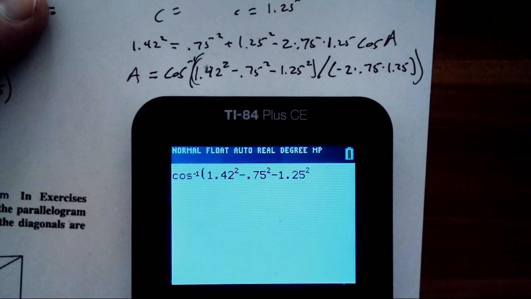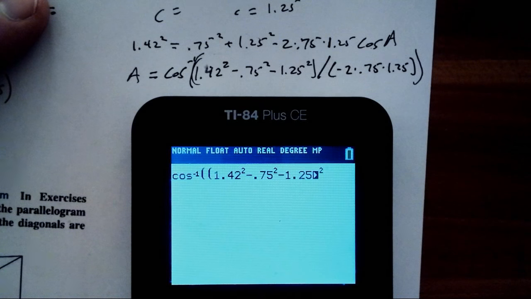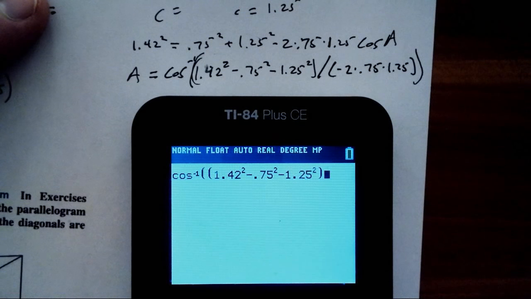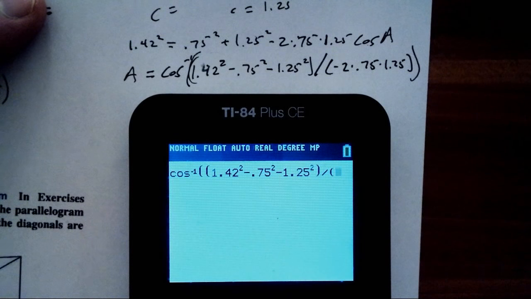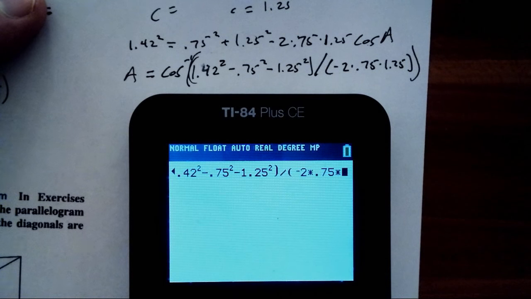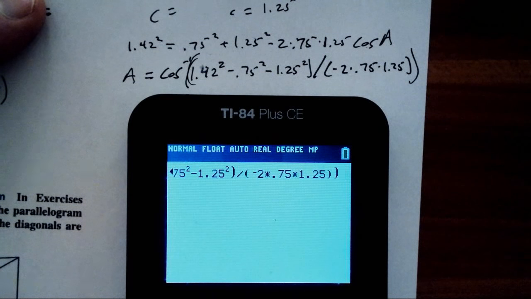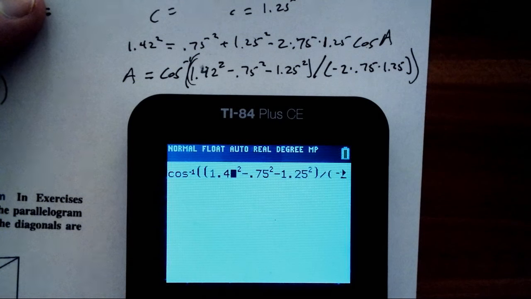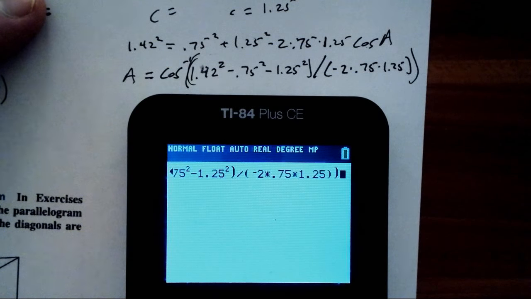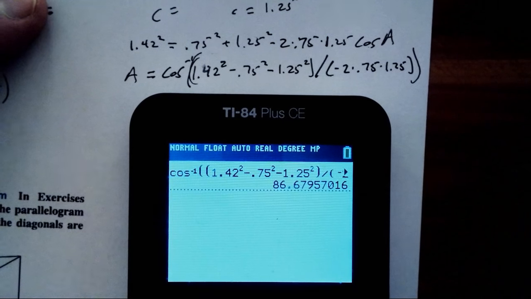So I'm going to come back here, insert a parenthesis here. So there's my numerator, divided by, the denominator is all of negative 2 times 0.75 times 1.25. And we have that. Why do we get the big parenthesis there? That's interesting. Oh, it just has a couple sets of big parentheses. I think that's because of the squaring. That's why. Okay, and enter, and we get 86.7.